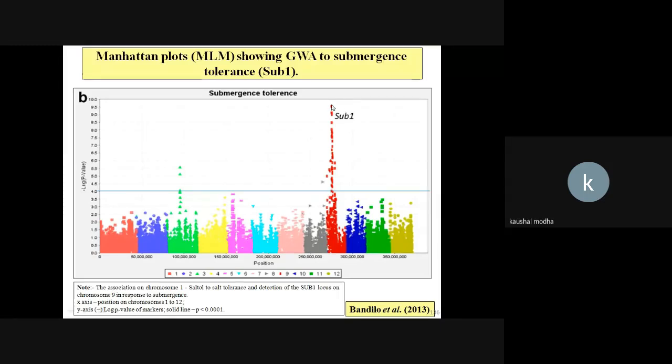So here you can see the sub-1 locus, it was already known that it is present on the 9th chromosome, and they found the highest peak of these SNPs having a p-value of around 9 to 10 for that particular locus. So that's how they validated this population, that it also shows significance for the already known locus. So these kinds of populations can be utilized for association mapping.